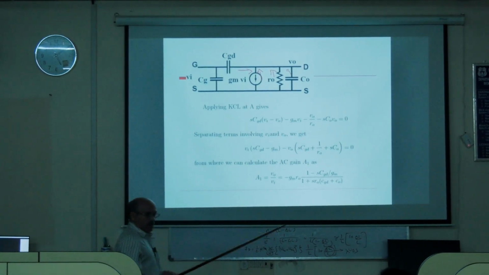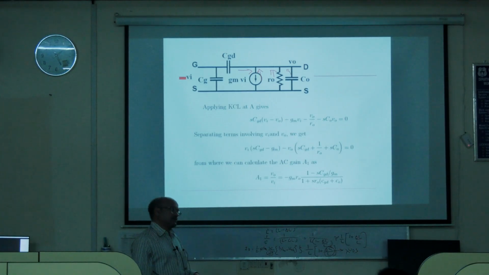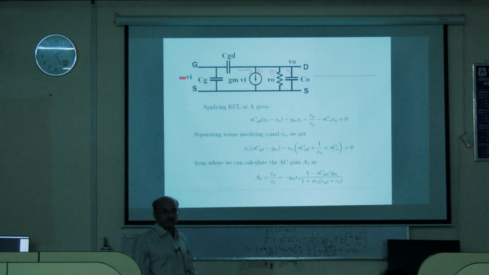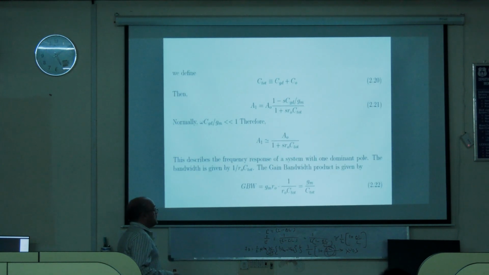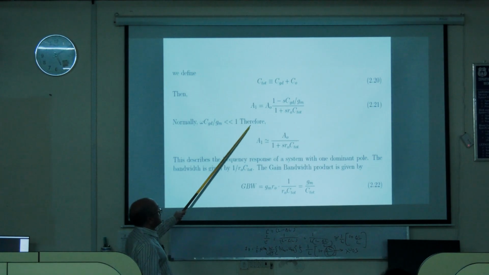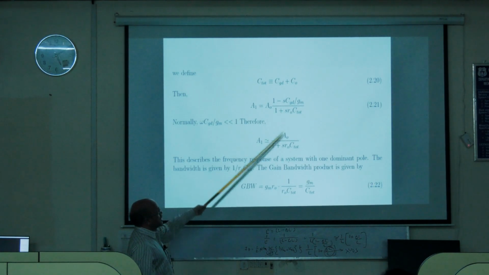So you can also verify that at 0 frequency, S is equal to j omega, right? So omega is 0, simply all this will go and we get minus GM R0, right? So I can write my gain in terms of C total. This is what the gain is here, and that is A naught. I have put it here. I will try to express it this way.